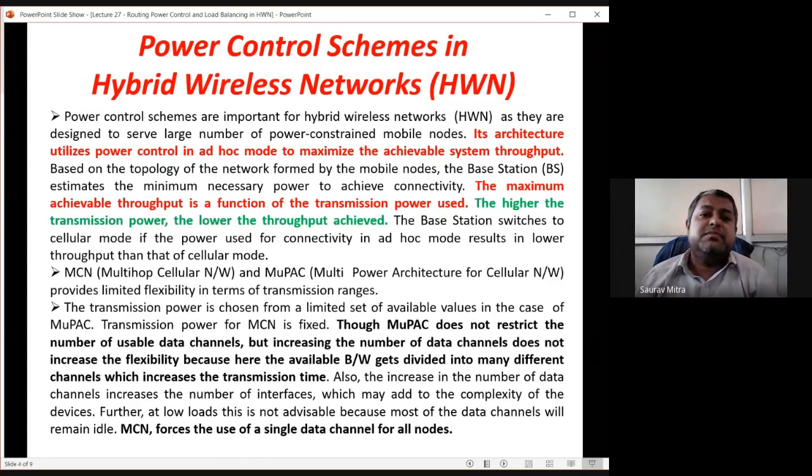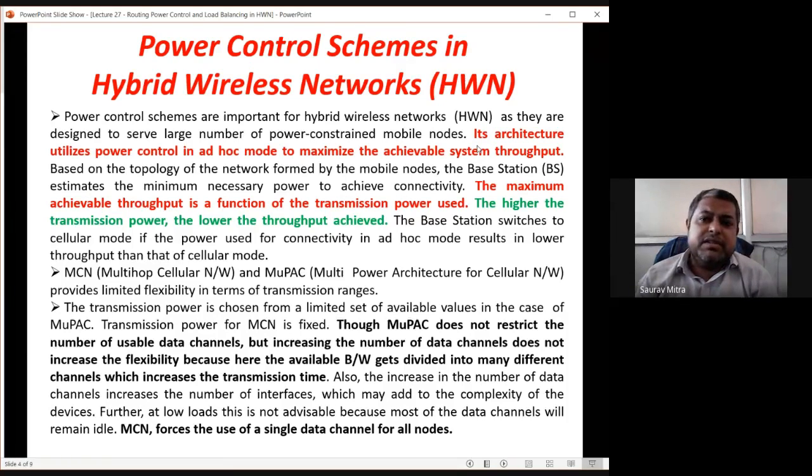Next, what we'll see is what is meant by power control scheme in hybrid wireless network. So in every network, ad hoc, cellular, everywhere we are thinking that power must be controlled, because unnecessary wastage of power is not supported anywhere. So it is saying that power control schemes are important for the hybrid wireless network, HWN, as they are designed to serve a large number of power constrained mobile nodes.